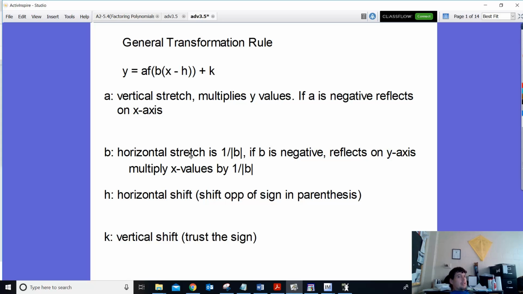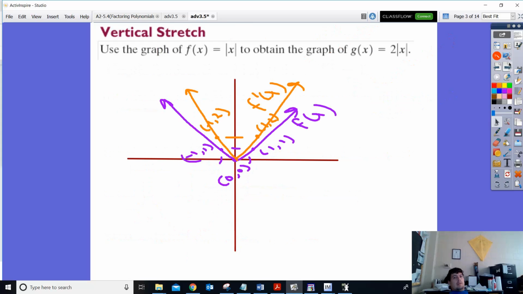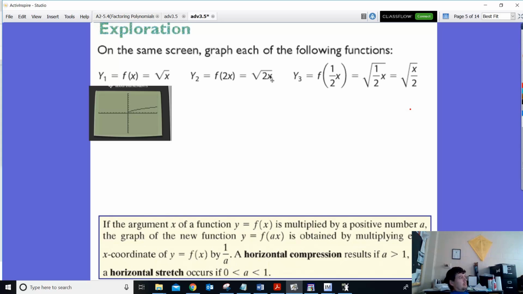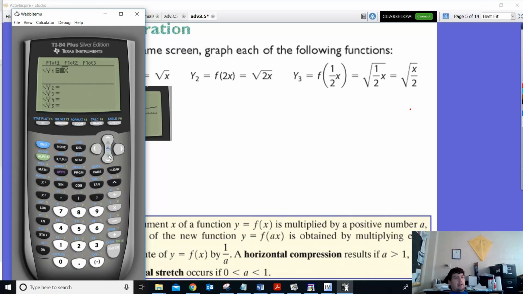Now, it says the horizontal stretch is 1/b. So we're going to multiply the x values by 1/b when we do this. So we're going to multiply our x values by 1/2. What do you think that's going to do to the graph? No idea, huh? All right. Be the second thing I graph. The root of 2x. You might need parentheses. I don't know what calculator you're using.